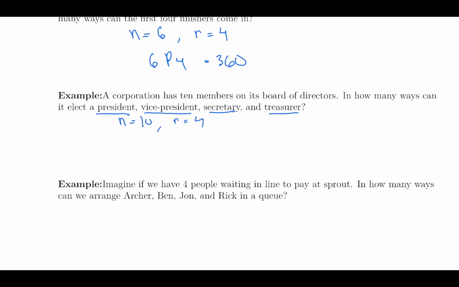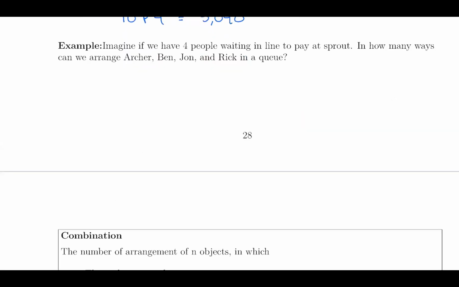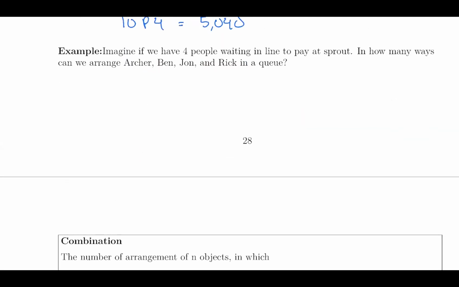So lastly, we'll do 10P4. Somebody already did this for me, so it'll be 5,040. All right, and that's it for that one. Any questions for that last one? All right. I think this should be the last one. Correct. So this should be the last one for permutation.